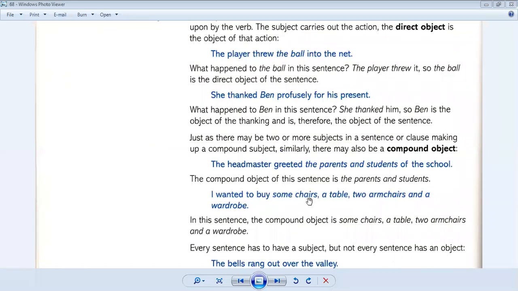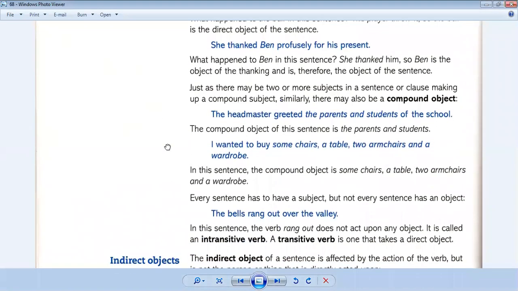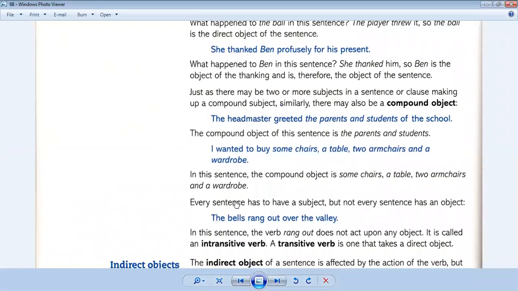Some chairs, a table, 2 armchairs, and a wardrobe. Here, this is a compound object. All of them, chairs to wardrobe, these are all compound objects. These are all combined objects. Next. In this sentence, the compound object is some chairs, table, 2 armchairs, and a wardrobe.